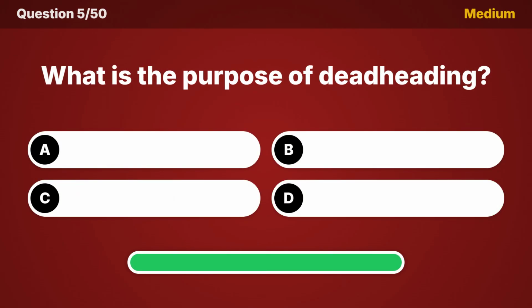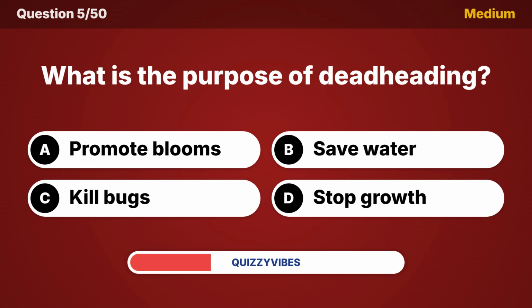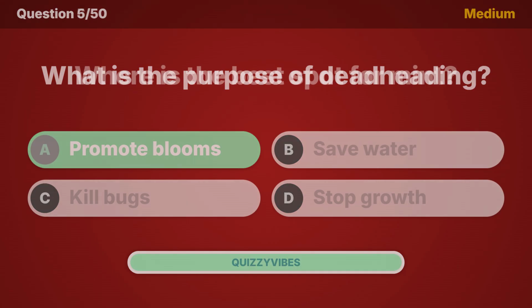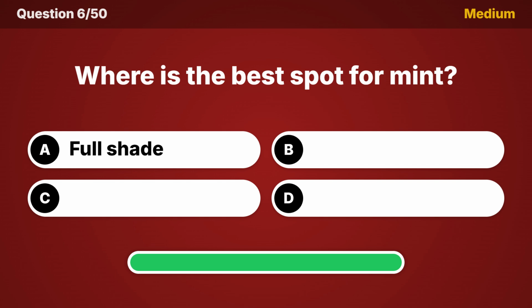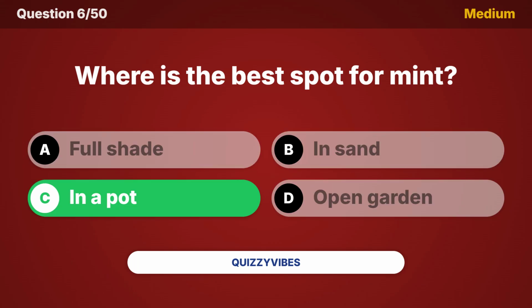What is the purpose of deadheading? The answer is promote blooms. Where is the best spot for mint? The answer is in a pot.